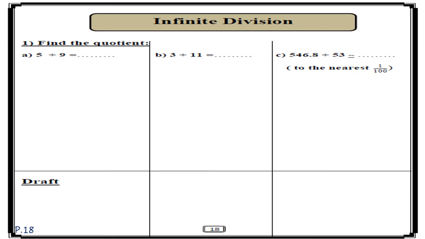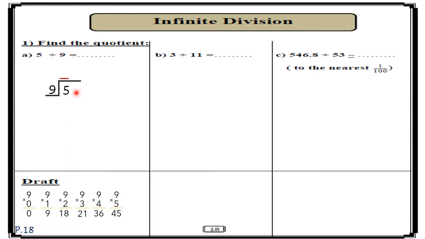Okay, let's take some examples on infinite division. Let's solve page 18. Here, question number 1, find the quotient. Okay, in letter A, here we have 5 divided by 9. That means I have to write 5 down and 9 out. Here I have one digit, so that means one place, and write table 9 like this.